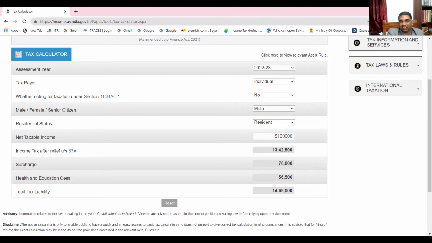If you are taking 51 lakh, or I'm writing 1 crore 51 lakh, the surcharge amount will change. A different surcharge rate will be applicable. But if it is below 50 lakh, there will not be any surcharge. Got it?